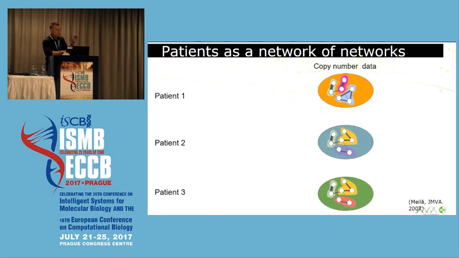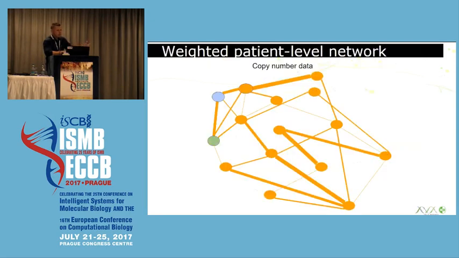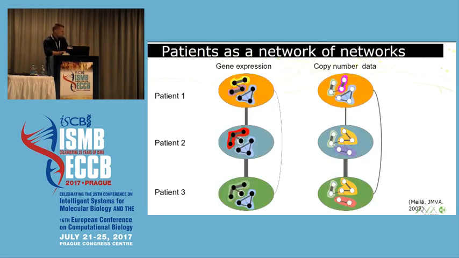And now we do the same for copy number variation. Again, we have these different networks for each patient. Now we look for the distances between them, and we derive the next network for copy number data now, or methylation data, or what you have. And here we have our two networks, where each network is built for a specific data type.